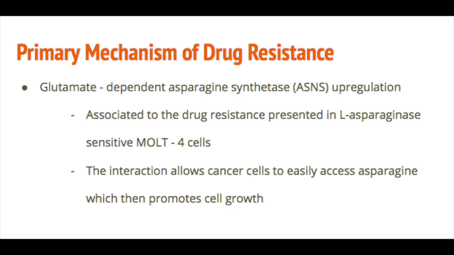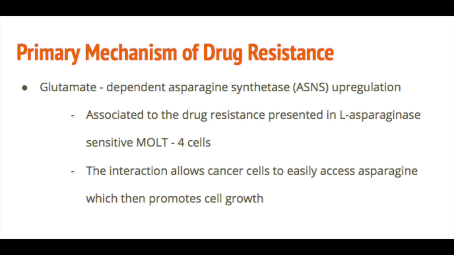According to the article, asparaginase resistance is obtained when L-asparaginase sensitive MOLT4 cells, which are T cells derived from a leukemic cell line that was isolated from a patient with acute lymphoblastic leukemia, present with an upregulation of ASNS. The increased exposure to the asparagine synthetase caused the MOLT4 cells to obtain the resistant characteristic.